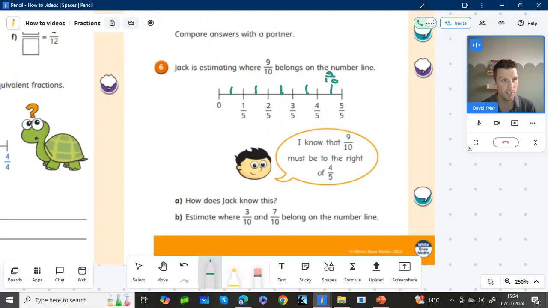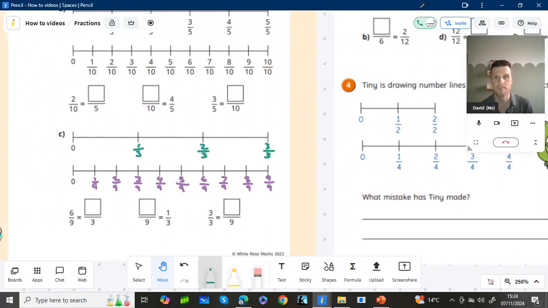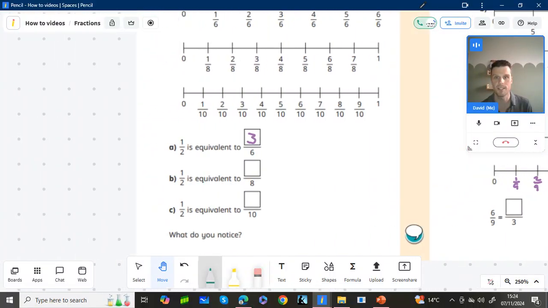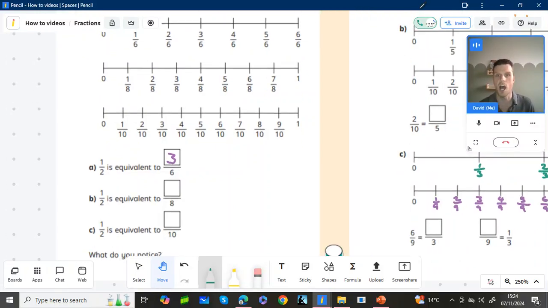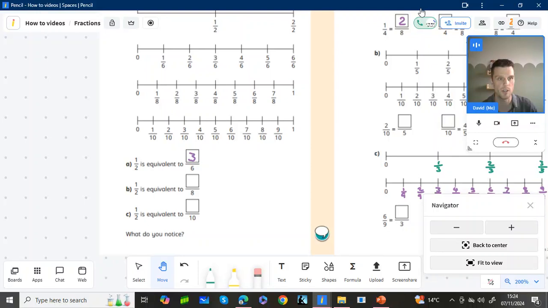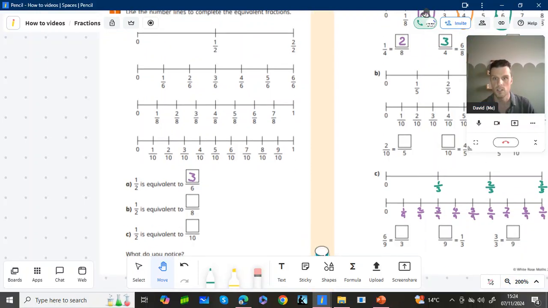Okay, that brings us to the end of today's lesson. We'll go through the answers now. Zoom back to question 1. Okay, we're going to use the number lines to help us. So a half is equivalent to, I'm just going to zoom out just so you can see all the number lines. So a half is equivalent to how many eighths?